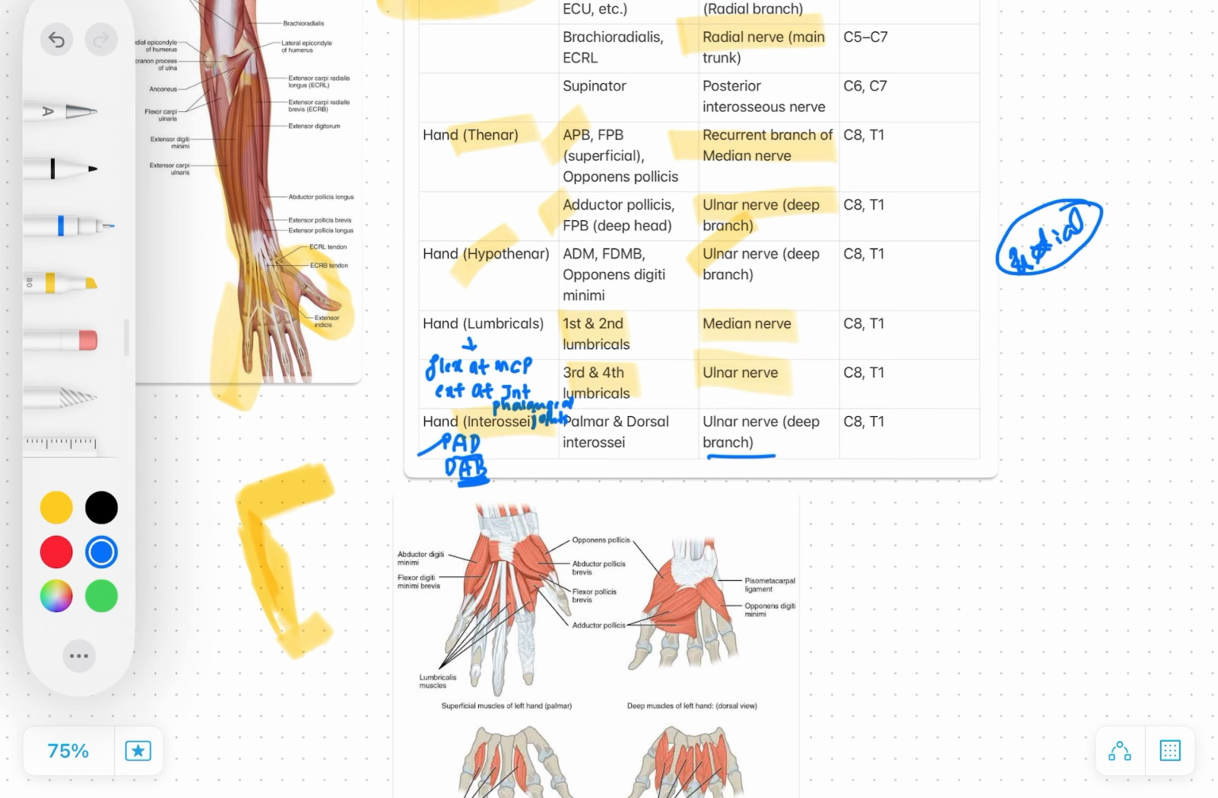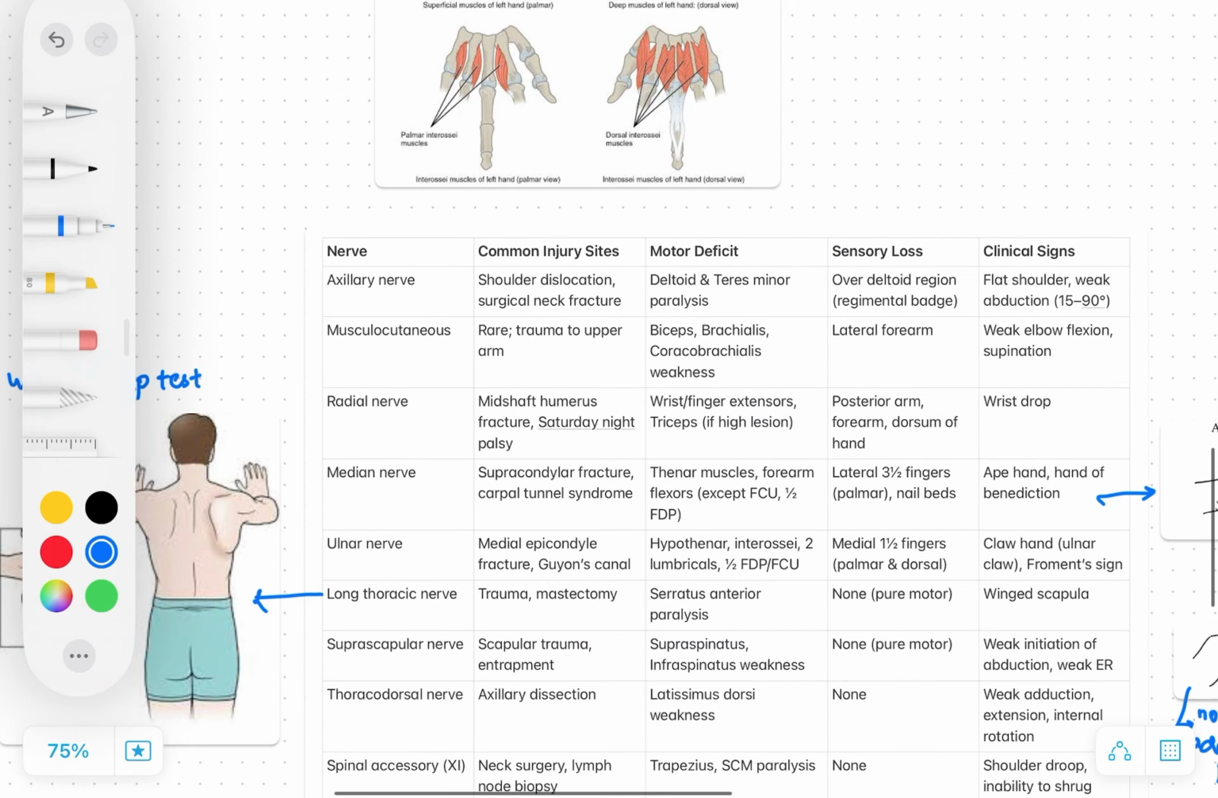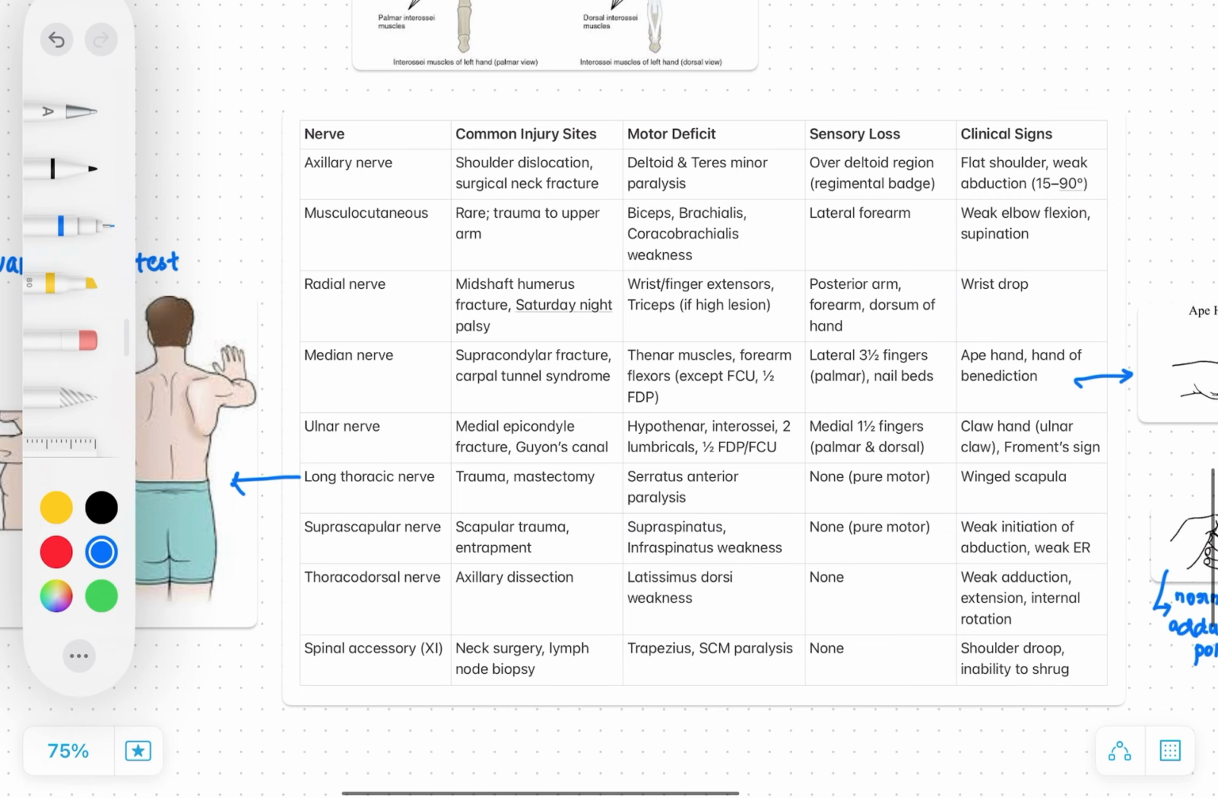We have to remember this. Next, injuries. This is the most important thing. Injuries of the nerves and their clinical significance.